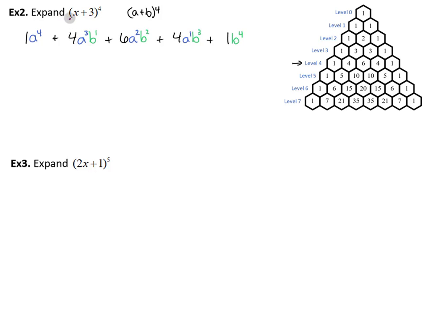Okay, so we don't want directly a and b. Instead, where we see a, we're going to substitute in x. When we see b, we're going to substitute in positive 3. So notice that both of those are positive values. So let's go in and do some substitution.